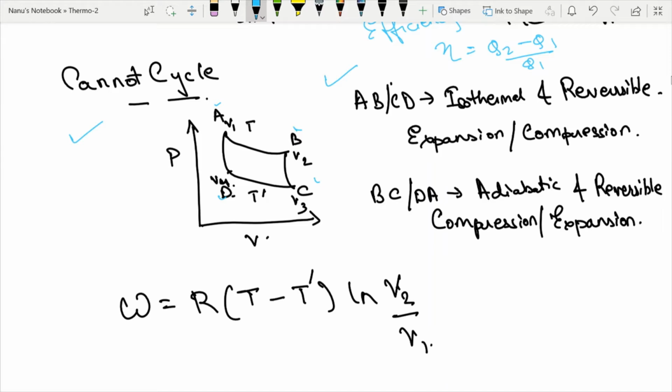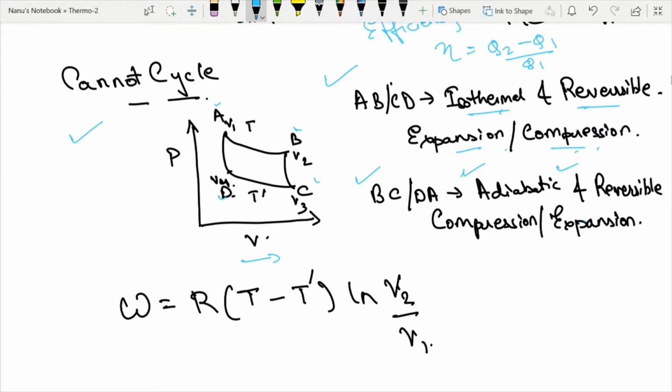The AB and the CD portions are isothermal and reversible expansion or compression. When the volume is increasing on this side, it is expansion. When we are going from C to D, the volume is decreasing, so it is compression, right? But you remember that AB and CD are isothermal, that means same temperature, and they're reversible expansion or compression, right? And your BC and DA: if the volume is increasing, it is expansion; if the volume is decreasing, it is compression, right? It is adiabatic and reversible. The heat change is zero, right?